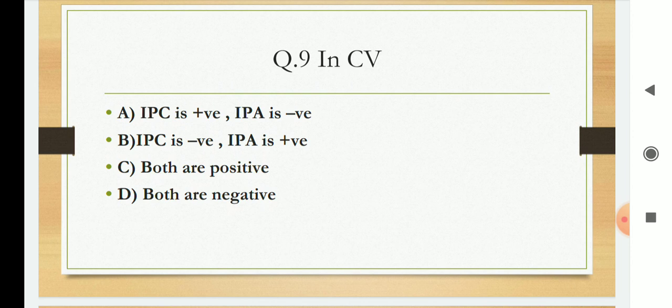In cyclic voltammetry, IPC is positive and IPA is negative; IPC is negative and IPA is positive; both are positive; both are negative. The answer is IPC is positive and IPA is negative.